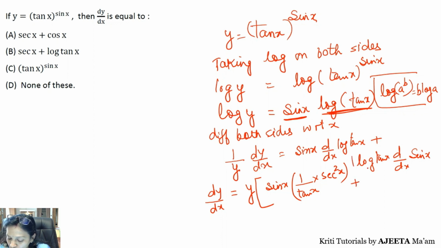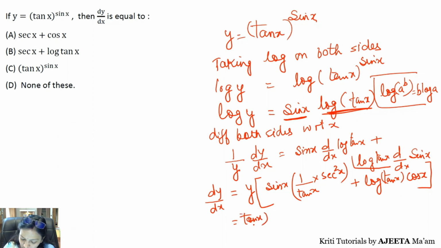Now, what do you have? Log tan x into derivative of sin x. So log tan x as it is, and what is the derivative of sin x? Cos x. Now this is my final answer. I can simplify a little bit. Tan x raised to sin x we can write for y. And here we will convert tan x into sin x upon cos x and sec square x into 1 upon cos square x. So what will be our final answer? Our final answer will be, just here I'll do it here.